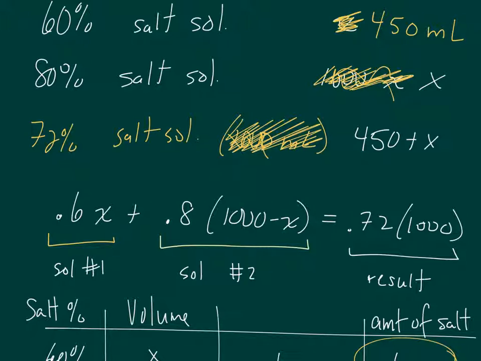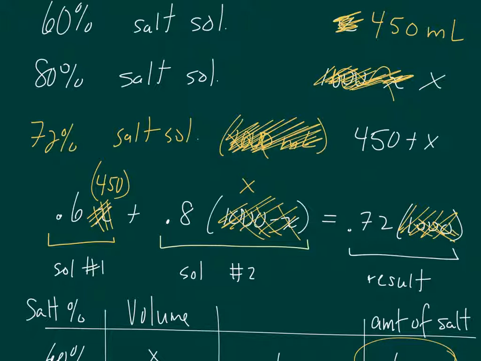X is what's unknown now: X, the unknown, 80% solution. How much of the 80% do we add? Unknown. Well, the total is going to be 450 plus x right there. So all that changes is my numbers here. This 0.6 doesn't get multiplied by x anymore. It gets multiplied by 450. This 0.8 gets multiplied by x, not 1,000 x. Then this 0.72 multiplies by 450 plus x. So all I'm going to change are my volumes in my table. This would change to be 450, this would change to be x, and this would change to be 450 plus x.